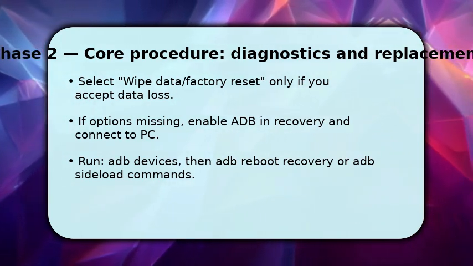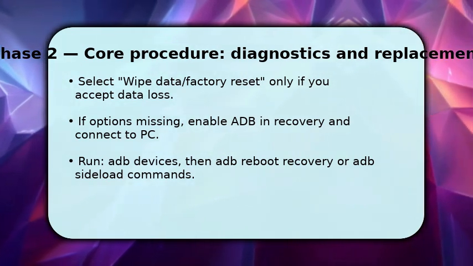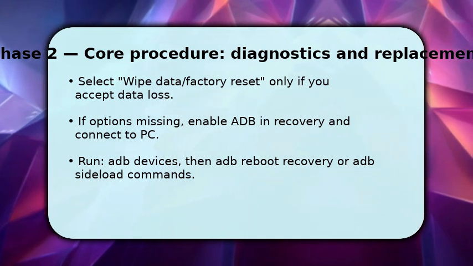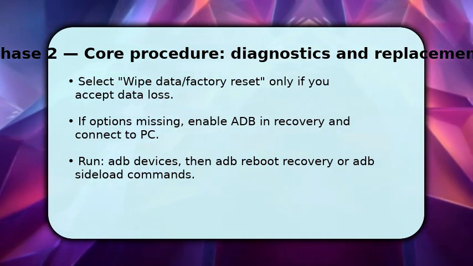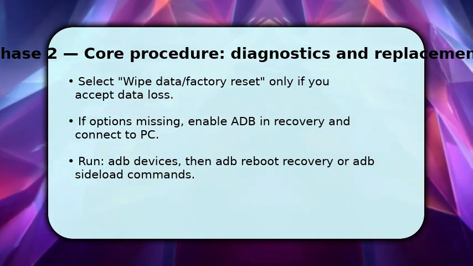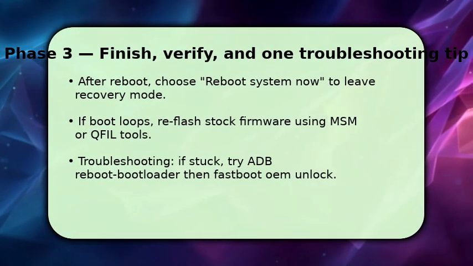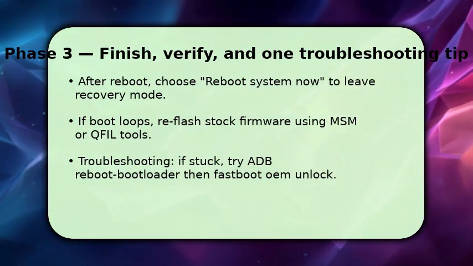If menu items are unavailable, enable ADB in recovery and connect to your PC. Run adb devices to confirm connection, then adb reboot or adb reboot recovery to force an exit. These ADB commands work because you finish by selecting Reboot System Now and waiting. This normally boots you back into Color OS.